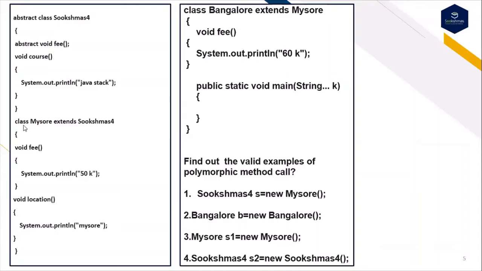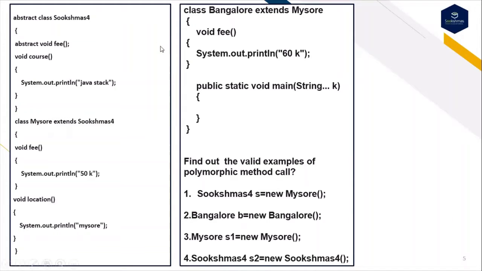And this is the derived class Mysore, that extends from the parent class called Sookshmas4. And here we have a method called phi. Here I'm trying to print the 50k. Here also one more method is there, void location. Here we are trying to print the value called Mysore.